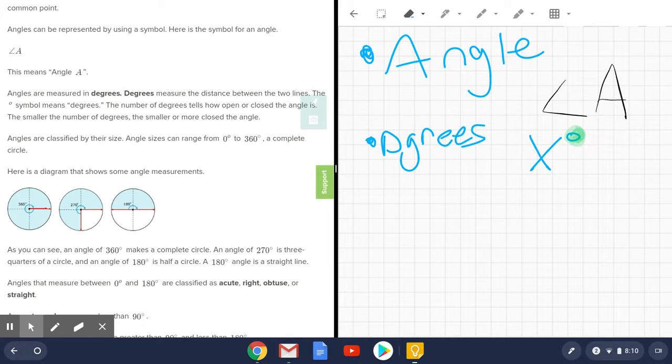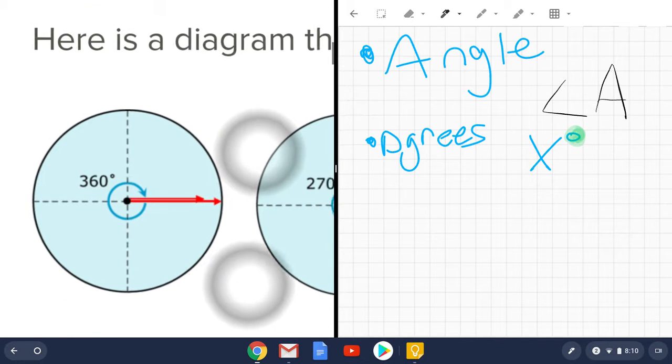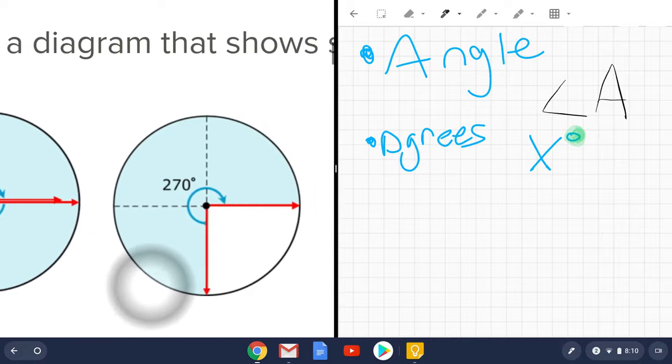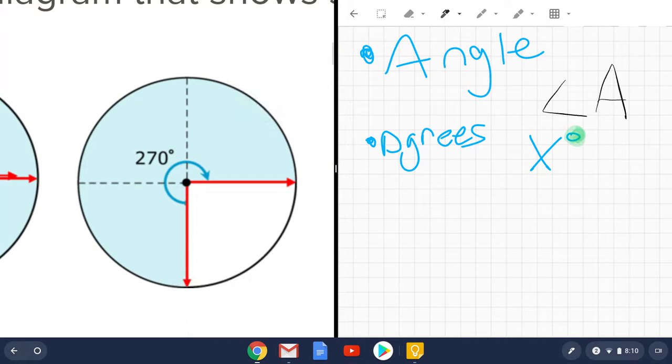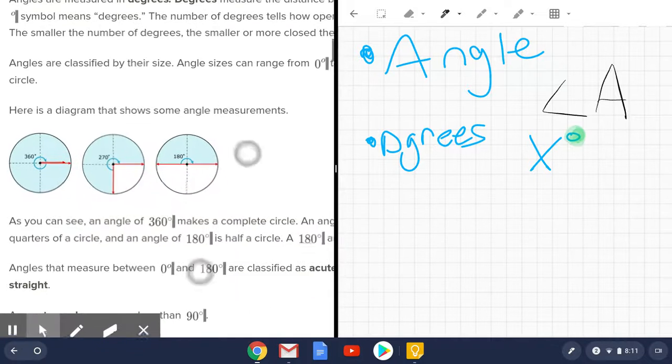Angles are classified by their size, my friends. Angle sizes can range from 0 degrees to 360 degrees to complete a circle. Here's a diagram that shows some measurements. If we have a complete circle, it is 360 degrees. However, looking at this one right here, if we have 3/4 of a circle, that makes 270 degrees. And if we just have a straight line, that would represent 180 degrees.